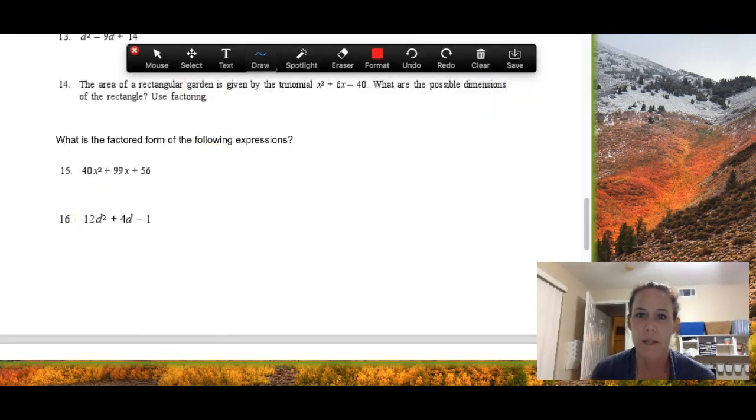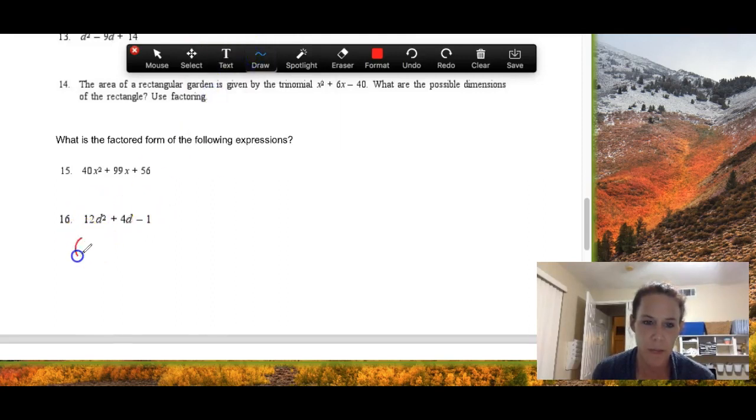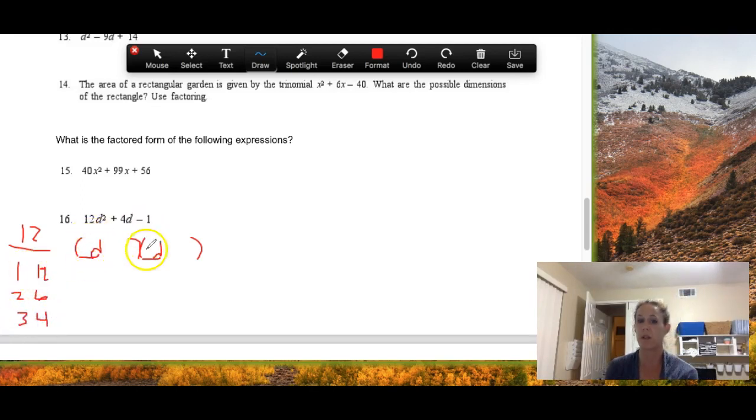Let's do this guy. Let's try him with the guess and check. Now this one would be easier to do the other method because the numbers are smaller, but let's just show you how this would work. Okay, so your first term is here and here. And I know I'm going to have a D and a D. I just have to figure out the factors of 12. Well, the factors of 12 are 1 and 12. You could do 2 and 6. That's a 12. Or you could do a 3 and a 4. Okay, so those are my choices to go here.